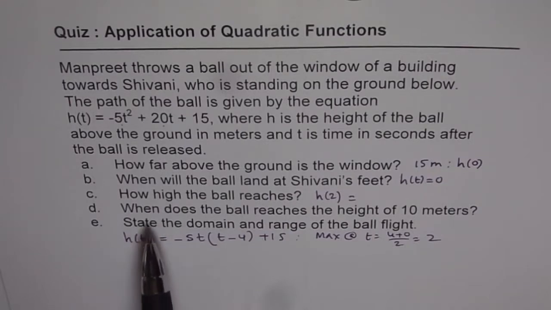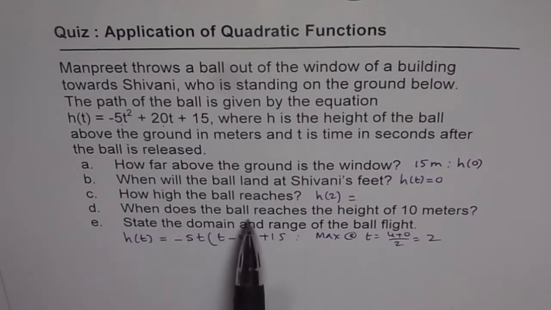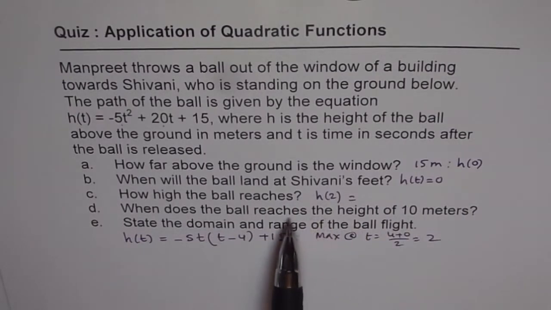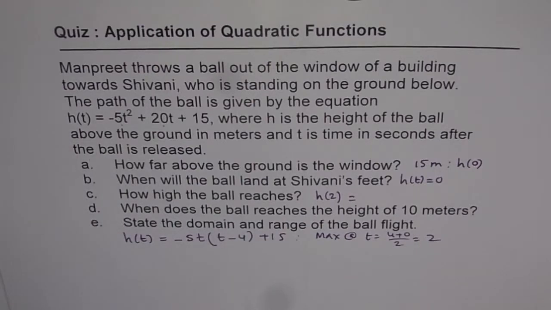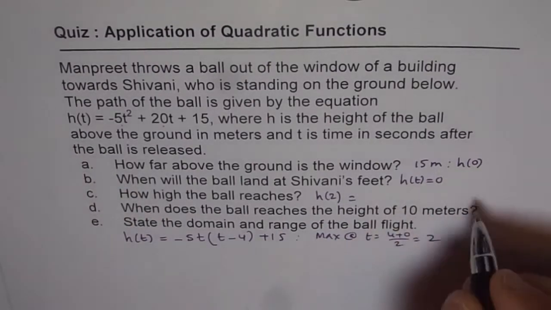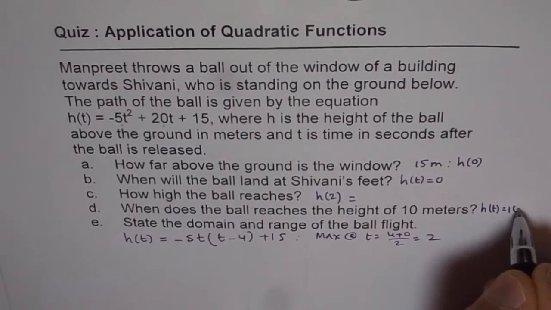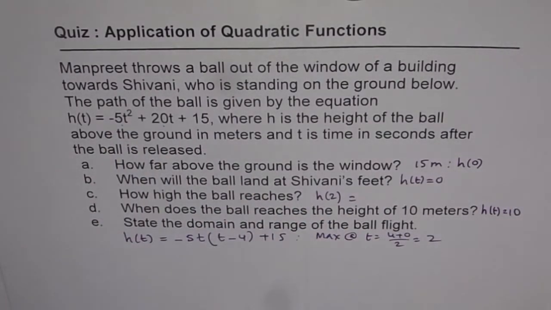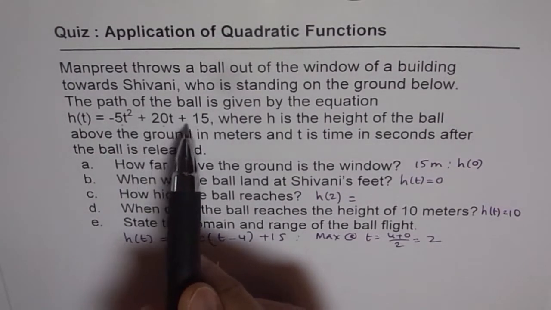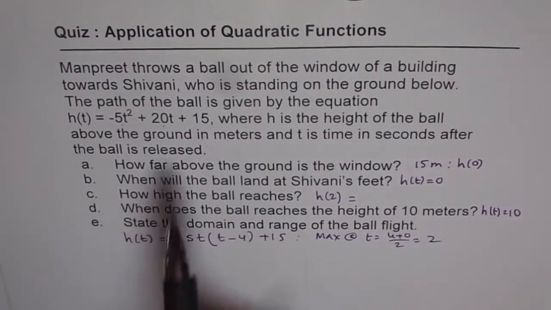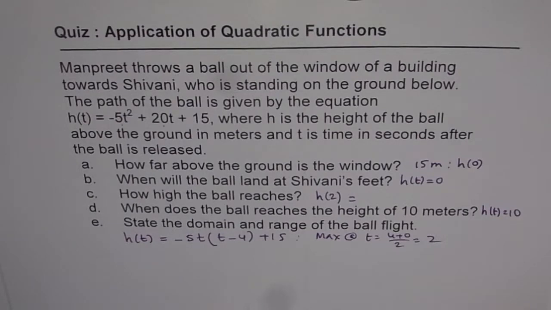Part D is when does the ball reach the height of 10 meters? In this case, that means h of t is given to you as 10, right? So write h of t equals 10. Use the quadratic formula and find your answer. Do you see that? So you can write 10 here, then you get 10 equals minus 5t squared plus 20t plus 15. Or you can bring 10 here, get plus 5 here, factor out 5. It's a simpler equation to work with. Do you understand? And get your answer.